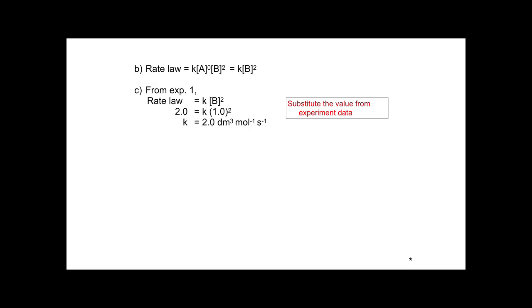Untuk soalan C, kita nak cari nilai K. So, kita boleh gunakan mana-mana data eksperimen. For example, dalam soalan ni, kita gunakan data daripada eksperimen 1. Kita masukkan nilai rate sama dengan 2, concentration B 1.0, kemudian dia ada kuasa 2. Kita selesaikan, kita akan dapat nilai K 2 dm³ per mol per second.